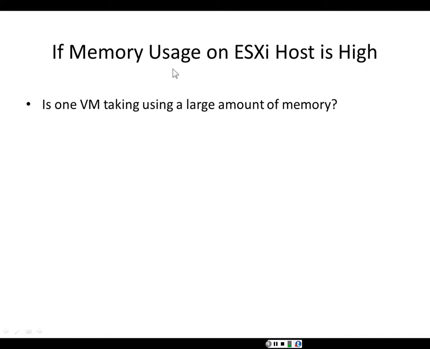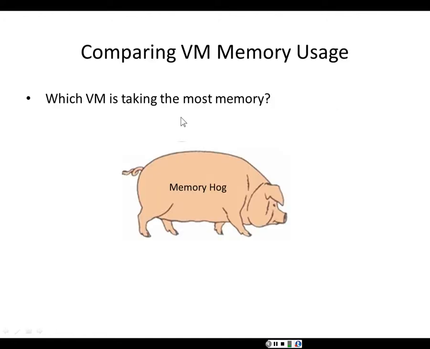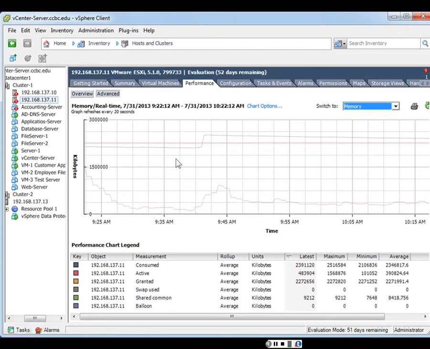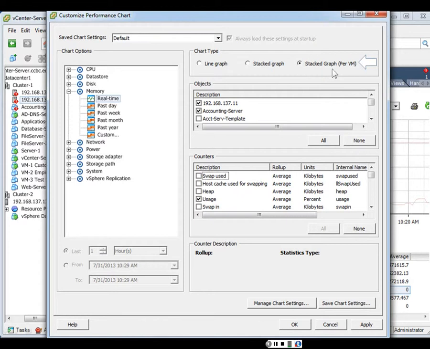If memory usage on the ESXi host is high, we have to answer the question, is one particular virtual machine taking a large amount of memory? And the way to do that is we can compare virtual machine memory utilization and see if we can identify the memory hog, which virtual machine is taking the most memory. So to do that, under the Performance tab under Memory, we click on Chart Options. And under Chart Options, we deselect Line Graph, and we select the radio button that says Stacked Graph per VM.